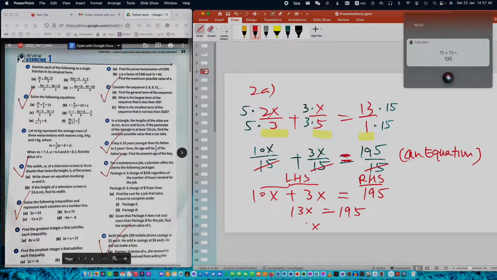How do you get x? So you divide by 13, right? Then you divide by 13. So the answer is 15. Right? Did you get 15? Did you use this method?